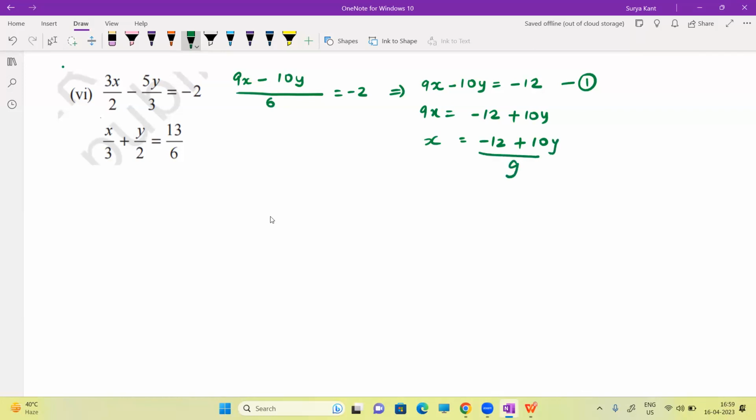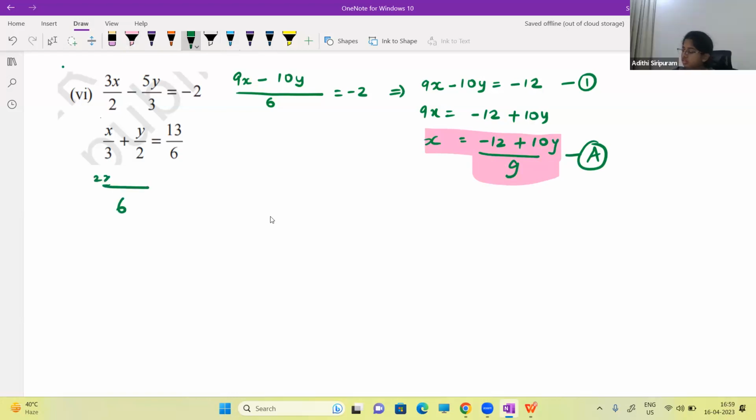So divide by 9. This you write as equation number A. We got this equation from equation number 1. The same x value we should put in equation number 2. Before that, we have to make equation number 2 properly first. So 2x plus 3y by 6 equals 13 by 6.